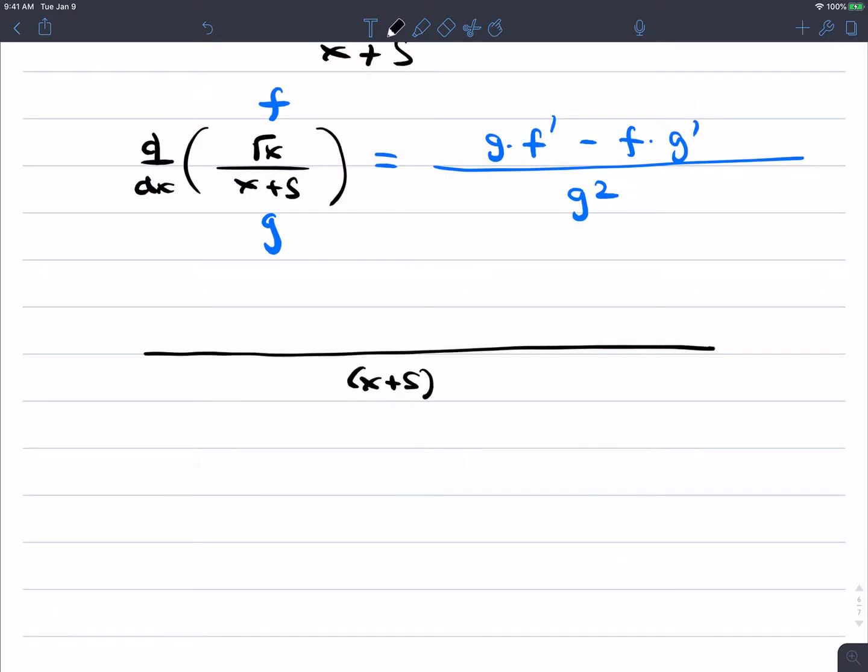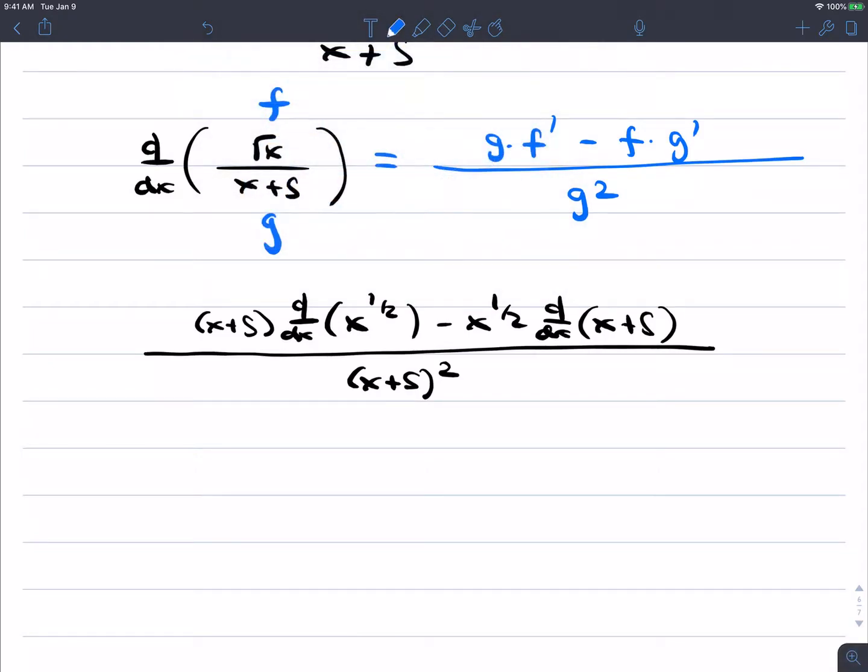Take g, x plus 5 squared. Here's my g. We're going to differentiate x to the 1/2 minus x to the 1/2 times the derivative of x plus 5. So let's take a closer look here, because you may notice the square root of x is x to the 1/2. So here's going to be my f function. Okay, remember, this here is g squared. This is g, f prime minus f g prime.